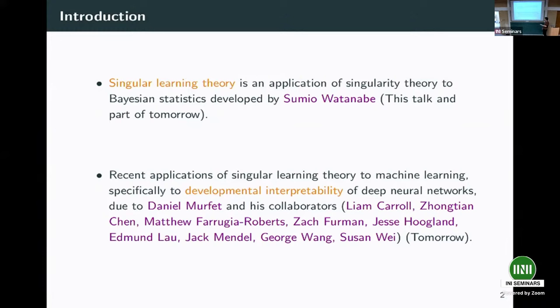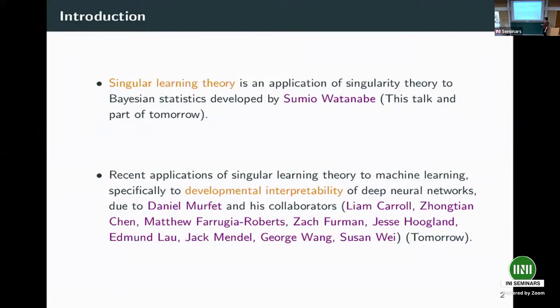This talk and probably some of tomorrow's talk will cover it, because it's quite a long story and I don't want to rush you. I know that slide talks can be difficult to follow. But over the last few years there have also been some applications of singular learning theory to machine learning, and specifically to what's called interpretability of machine learning models, in particular deep neural networks. This is the work of Dan Murfet and his many collaborators.